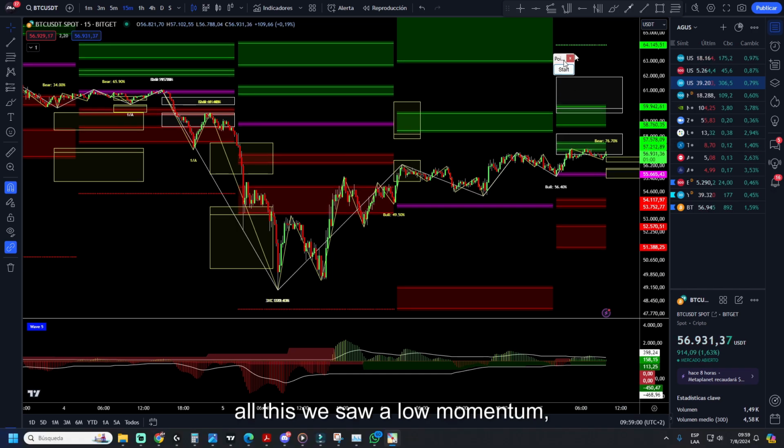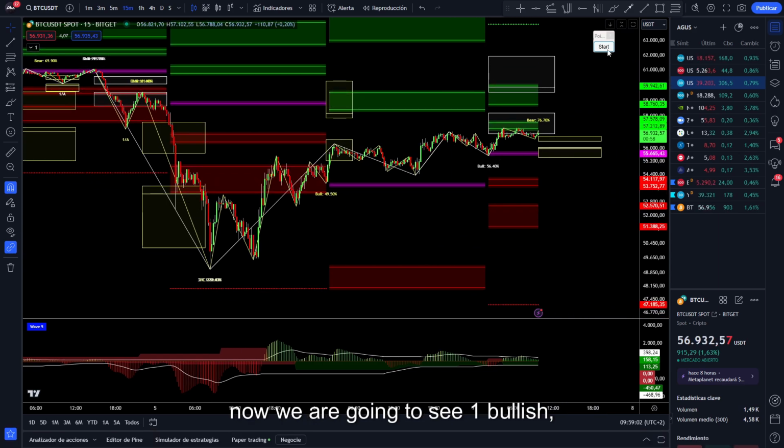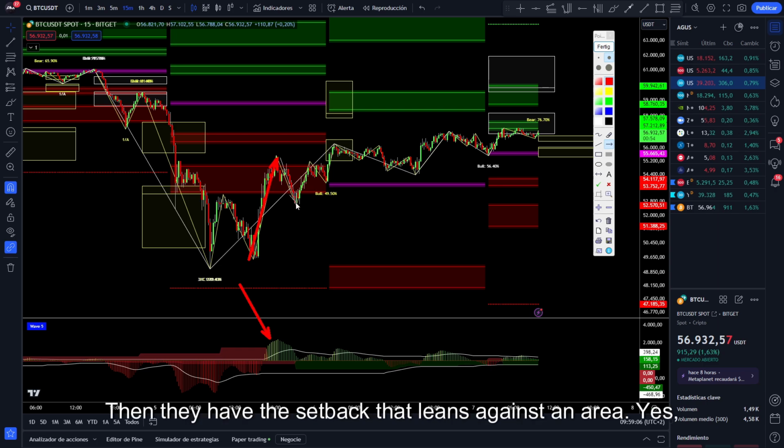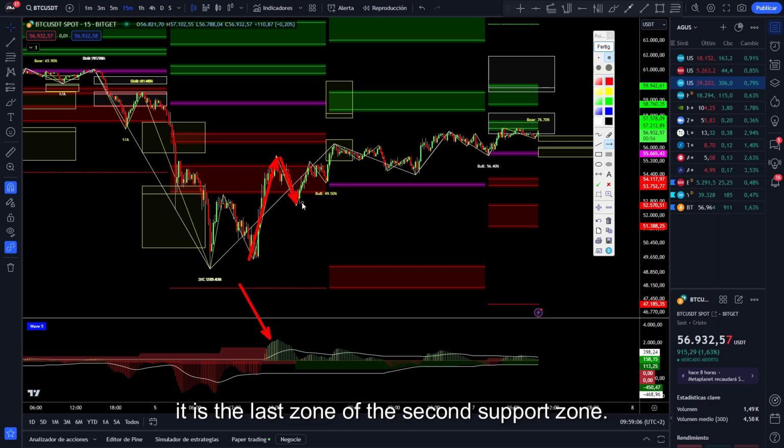All this we saw with a low momentum. Now we are going to see a bullish one. So here, for example, you have a momentum that is bullish, and it is 1, or what is here. Then you have the setback that leans against an area. Yes, it is the last zone of the second support zone.